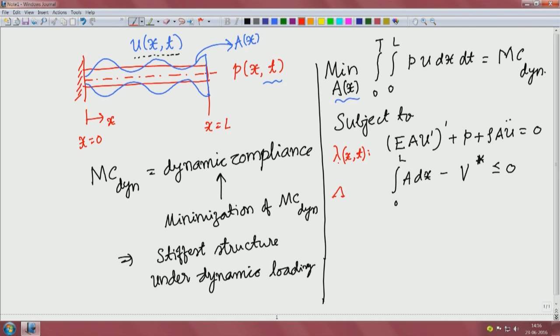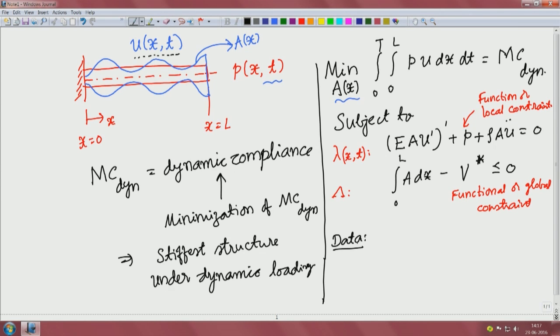So, lambda will be a function of x and t. This capital Lambda will just be a scalar, because this is a functional type constraint. Again, let us remind ourselves that this is a functional or global constraint, and this is a function or local constraint.